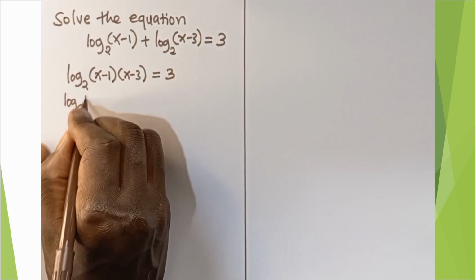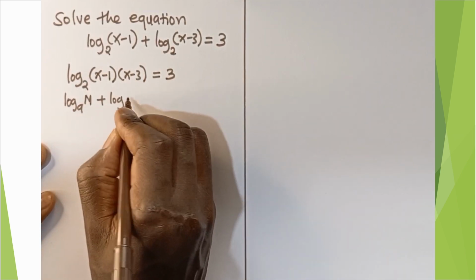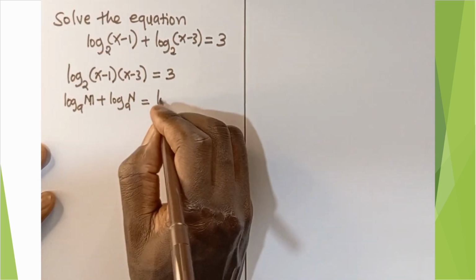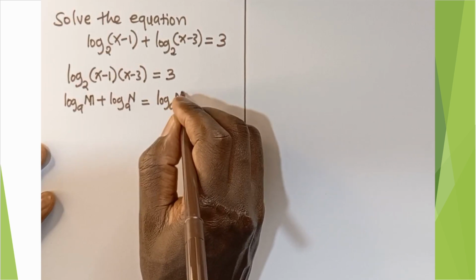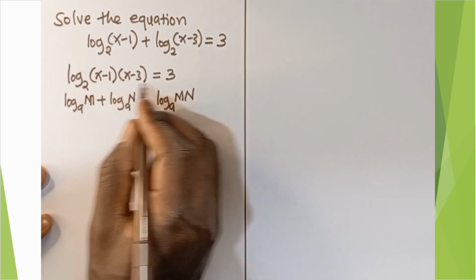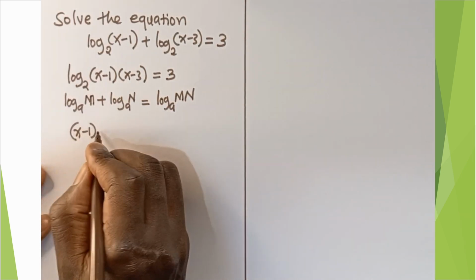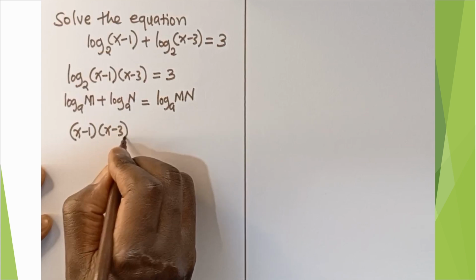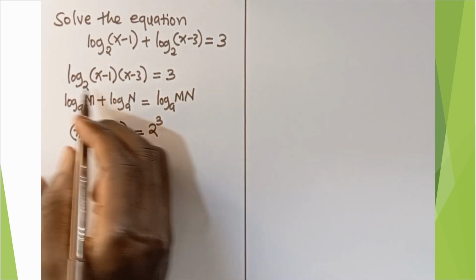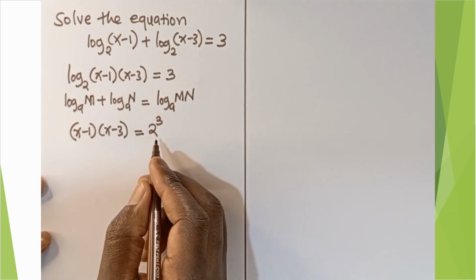So we have log base a of m plus log base a of n is log base a of m times n. That's the law that we obey to multiply there. So we can write it in indice form. We have (x minus 1) into (x minus 3) is equal to 2 power 3. So we have written it in indice form.